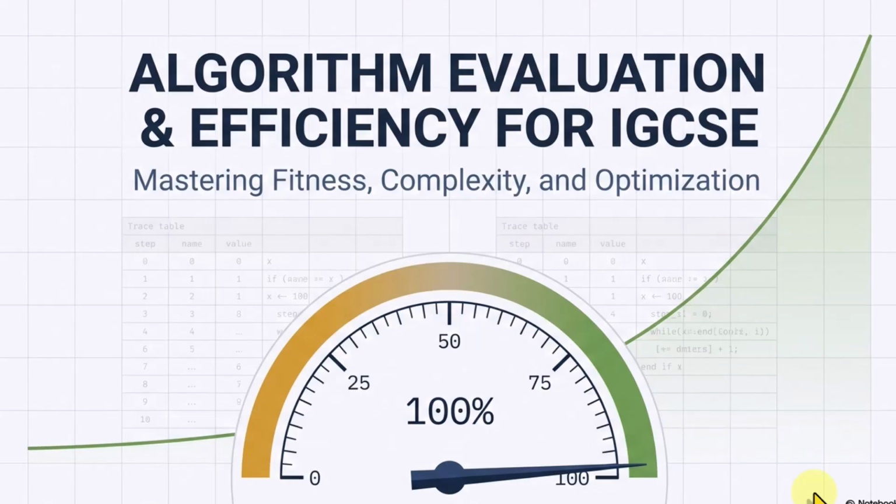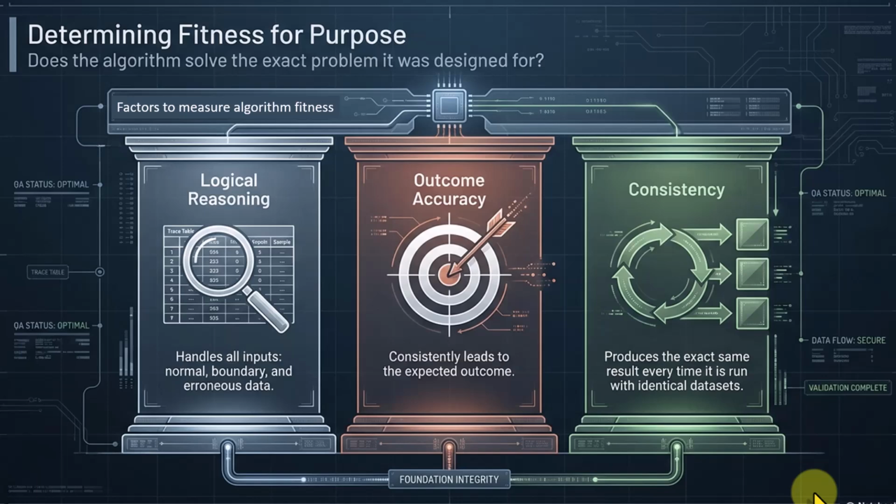Welcome to another video of the computational thinking and algorithm unit. In this video, we are going to talk about algorithm evaluation and efficiency. Is it fit for a problem? How is its complexity and optimization, and things like that? First of all, we are going to discuss fitness for a purpose.